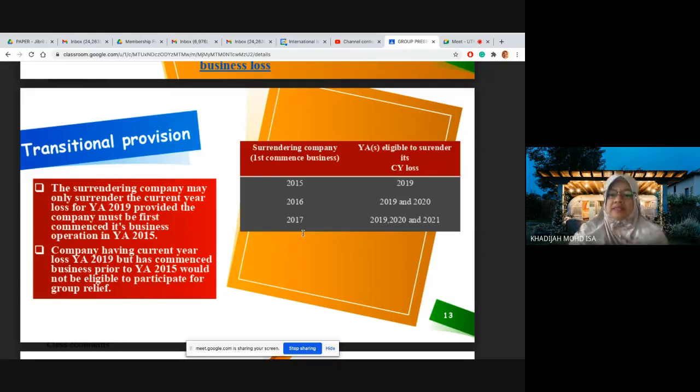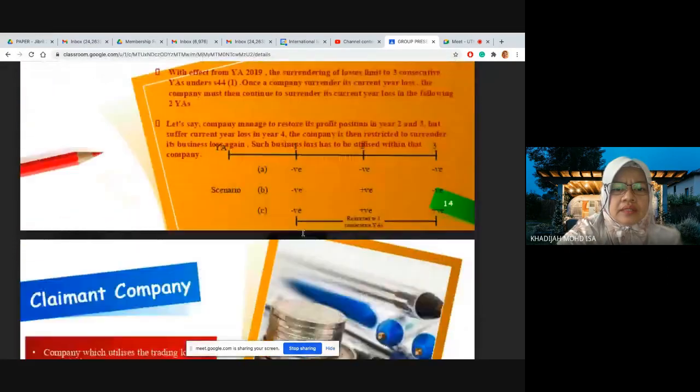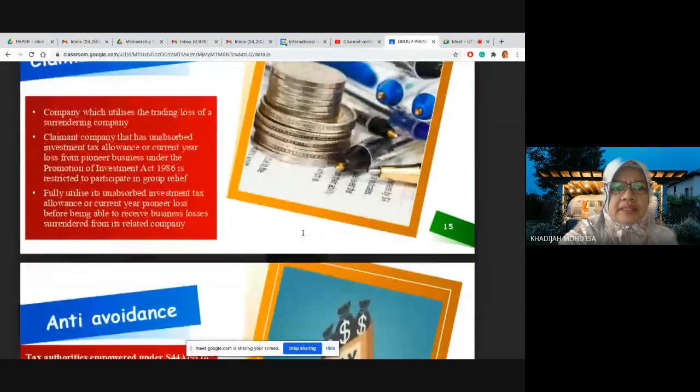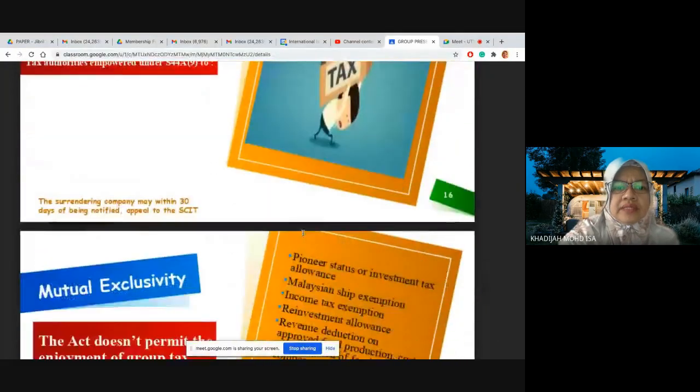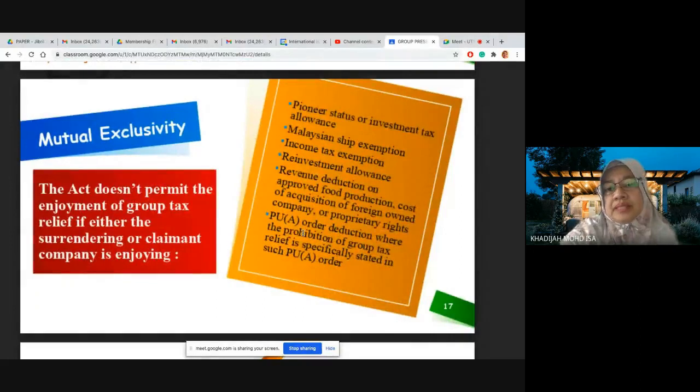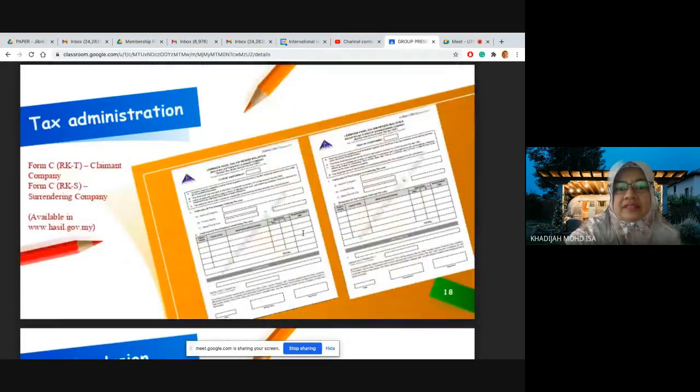2019, 2020. Okay, the capital. And then the period here, claimant company, anti-avoidance, mutual. See, this is why we say that it's mutually exclusive. If you are already under all this, you are not supposed to enjoy further tax relief.